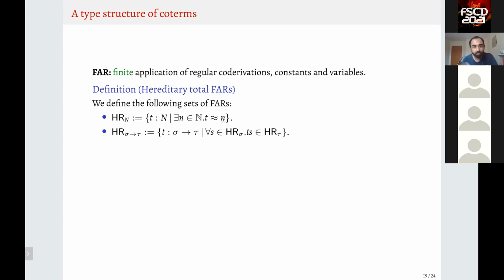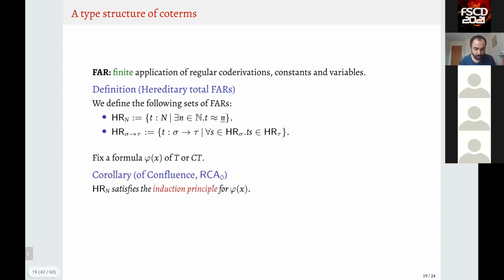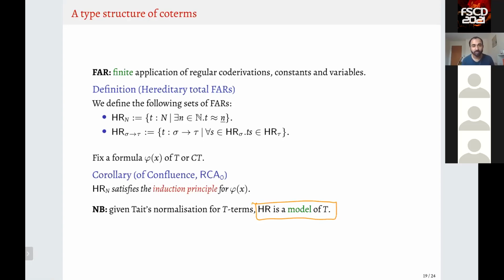So this is sometimes called a logical relation, but I like to see it as a type structure defined using impredicative extensions. Using this, we can show as a corollary of confluence that this structure satisfies the induction principle, at least for each formula. And now that we've got that, if we have Tait's normalization result, for example, we immediately have that it's a model of T. So the only thing left is to show that this is a model of CT.